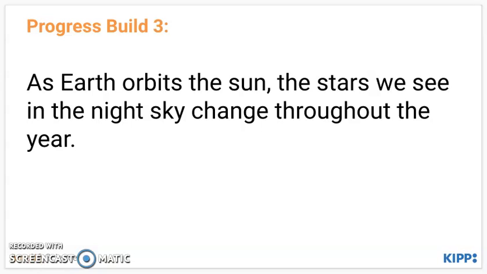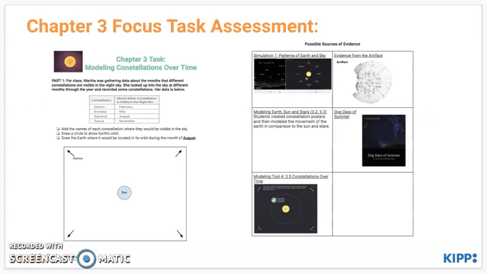The third chapter builds to Progress Build 3, which states that as Earth orbits the Sun, the stars we see in the night sky change throughout the year.